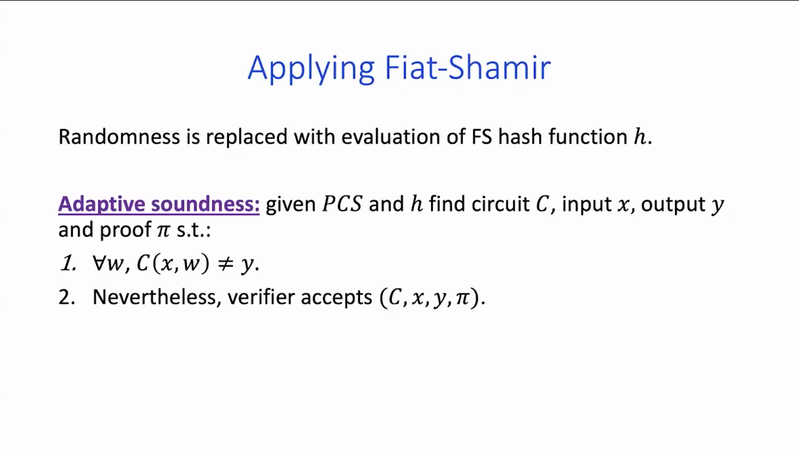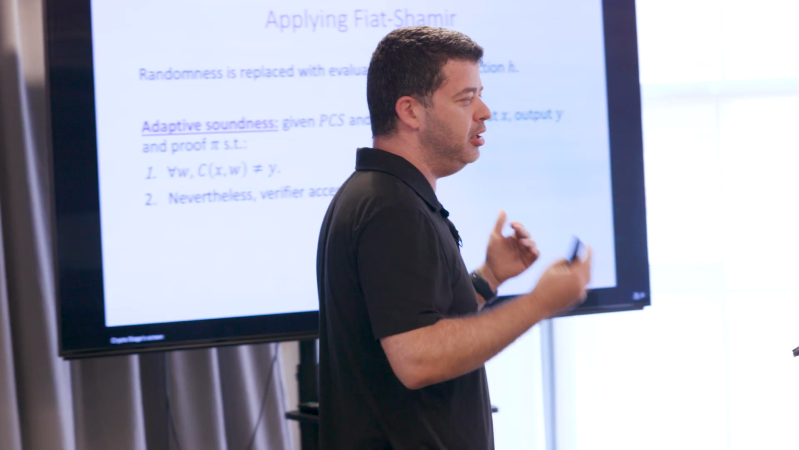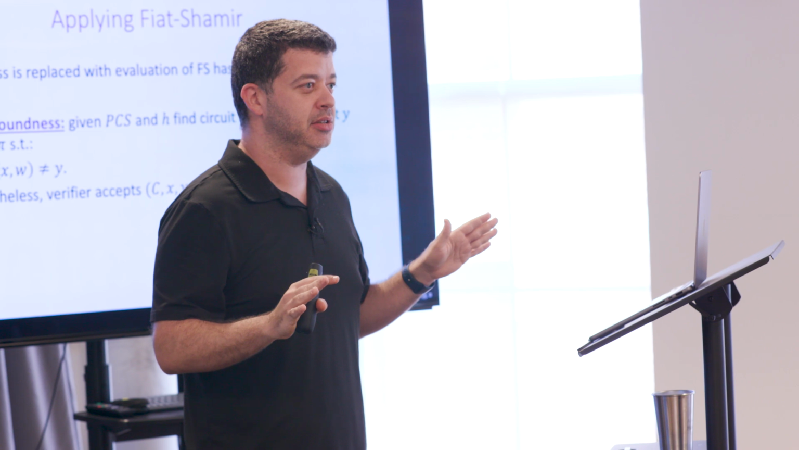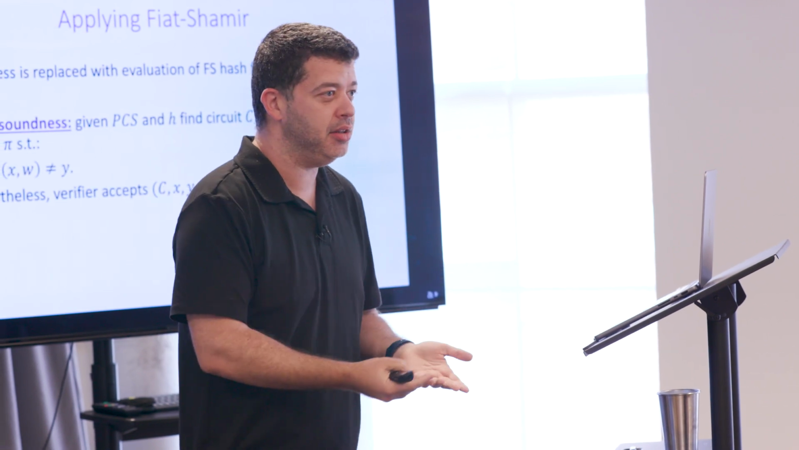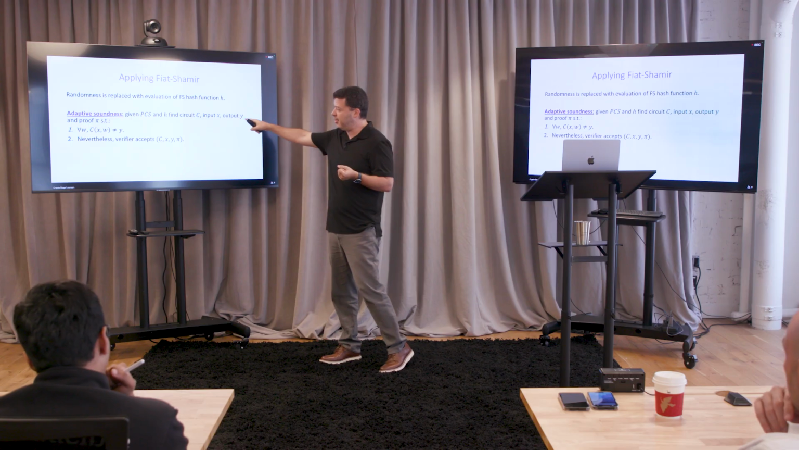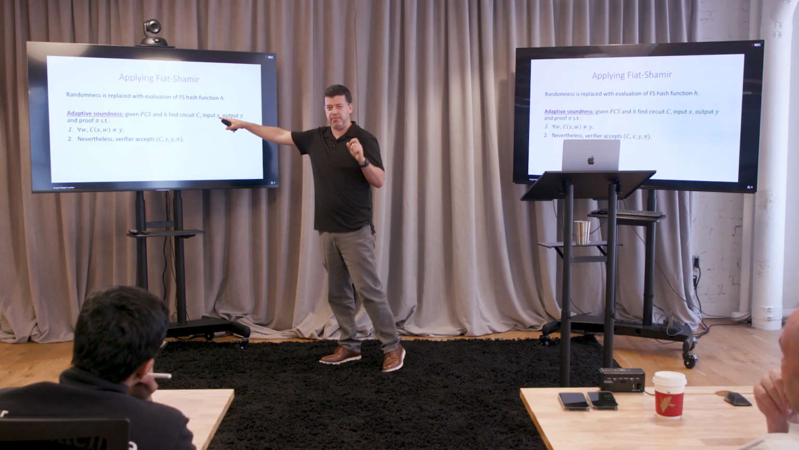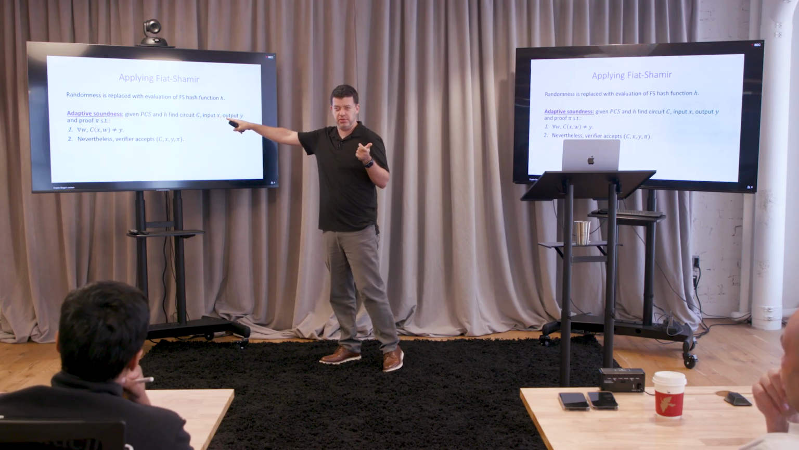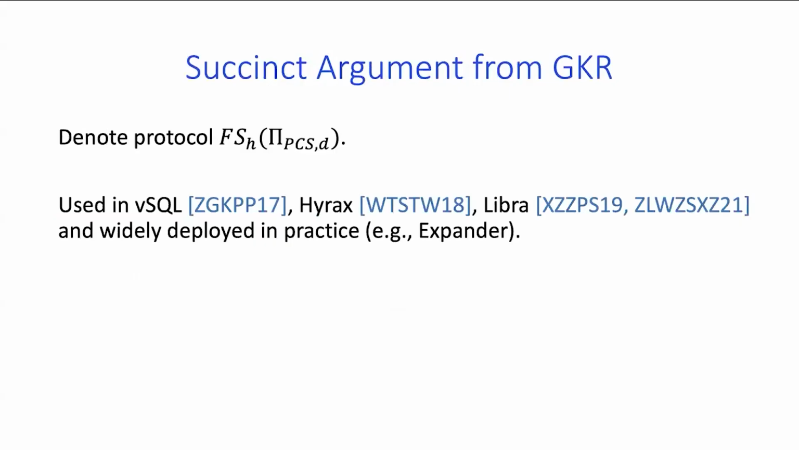So if I give C, X, Y and this proof pi, which consists of the entire GKR thing and the PCS evaluation, the verifier accepts. If I can do that, I've broken adaptive soundness. Soundness here is adaptive because I'm allowing my choices to depend on the PCS and hash function H. Okay, so that's how we denoted the protocol.